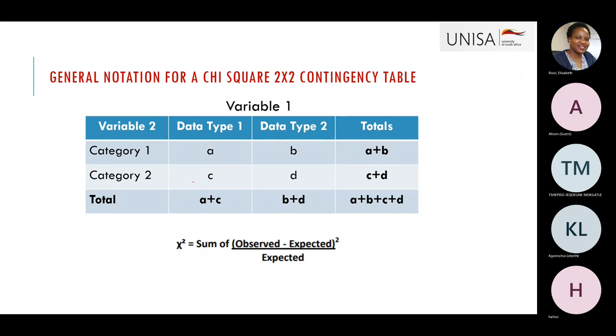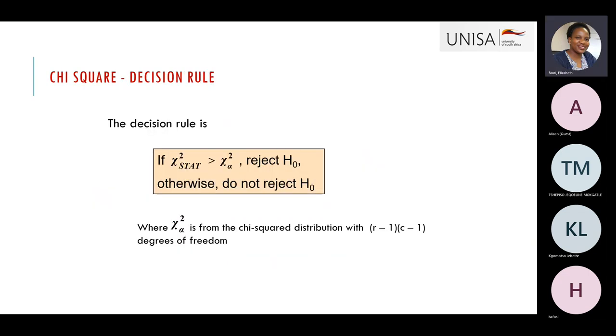So this formula, actually, they wrote it wrong. That sum should be the sum of the whole fraction. But we will look at the example just now.